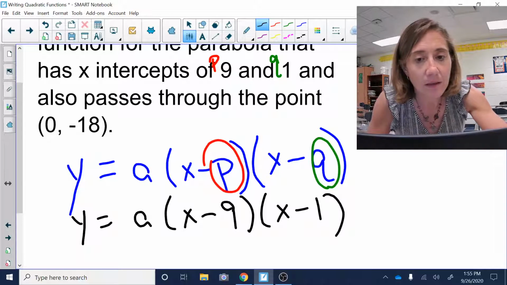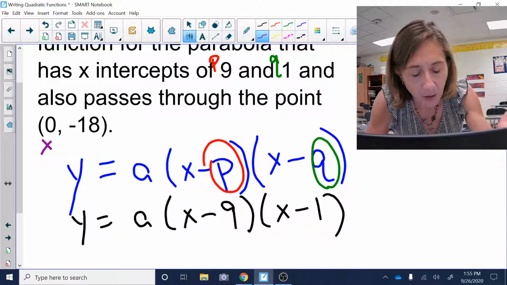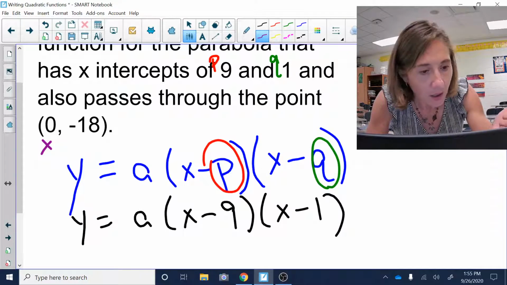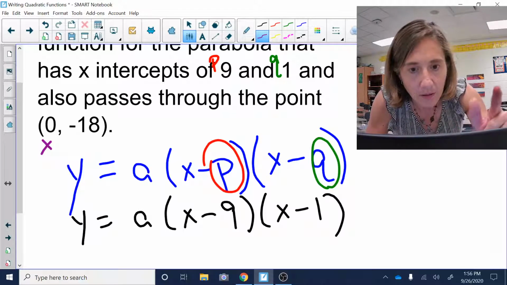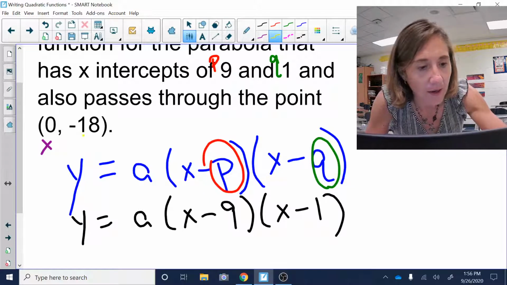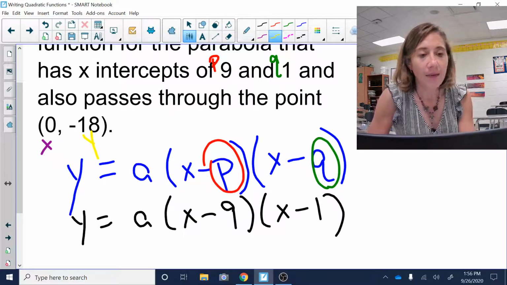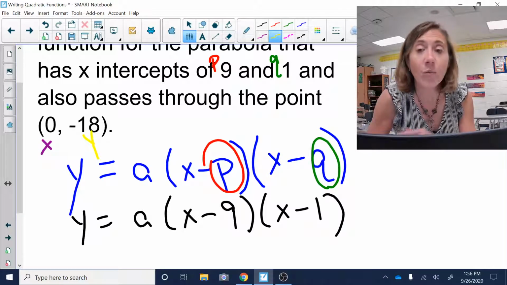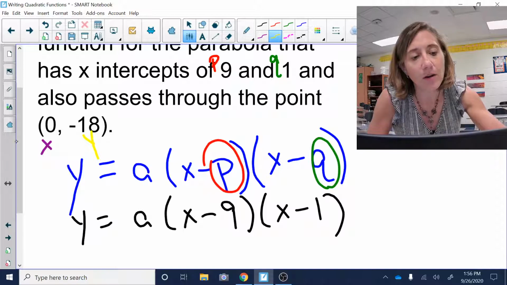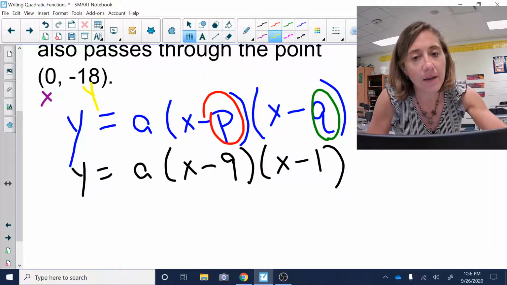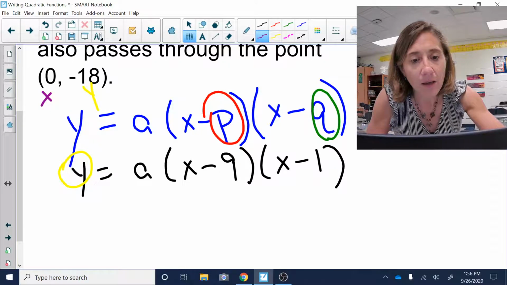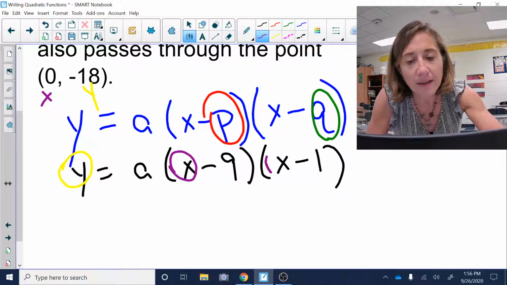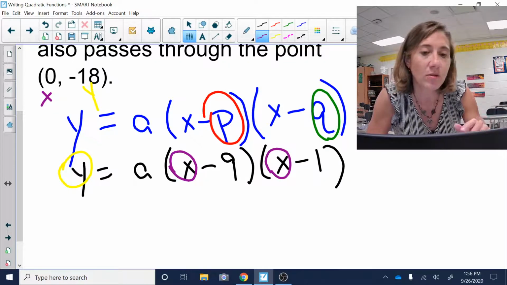So we have this x and this, what color have I not used? I guess yellow is fine. Can you see that? Negative 18 is our y. So we can plug those in as a way to figure out our a value here. So I'm going to put the negative 18 over here, and then the 0 is going to get used twice because I see two x's in my equation. So that's where those are going to go.